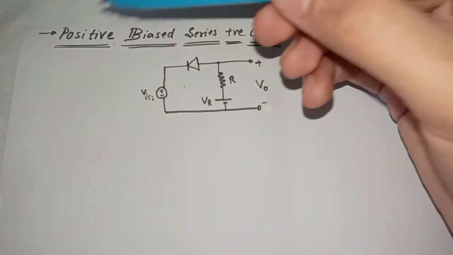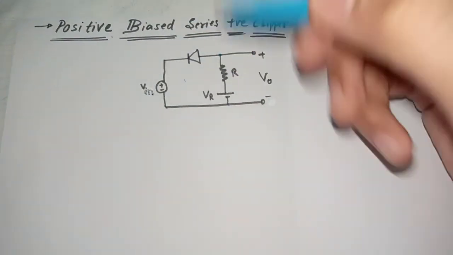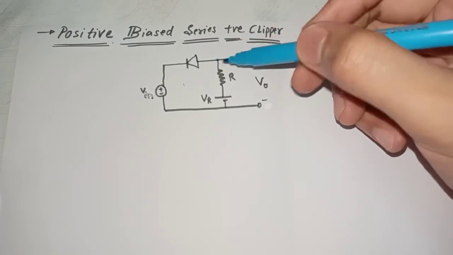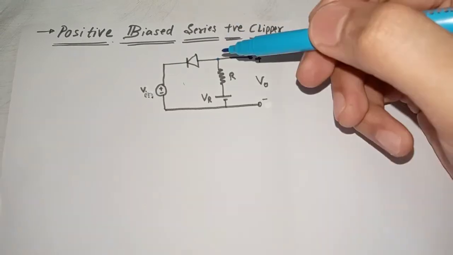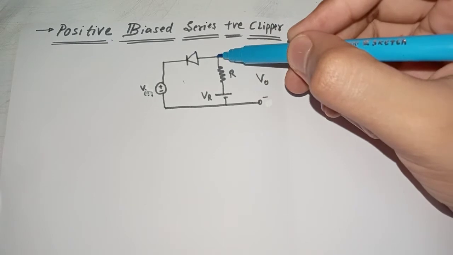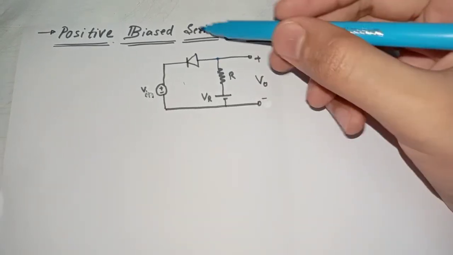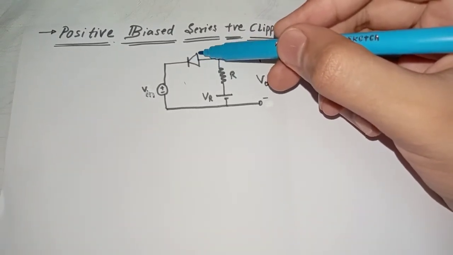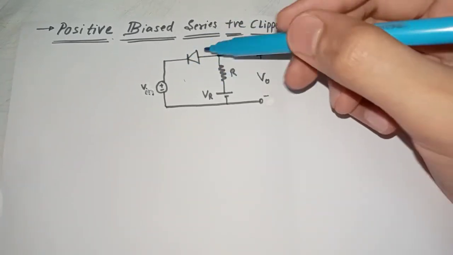So guys, in this video we'll be discussing positive bias series positive clipper, right? Now before analyzing this circuit, let me tell you a short trick to decide from the circuit itself what type of clipper the circuit is. First is the polarity of the diode which is directly connected to the node itself; it indicates what type of clipper it is. As you can see here, the P side, or the positive side, of the diode is directly connected to the node. So this is a positive clipper first of all.